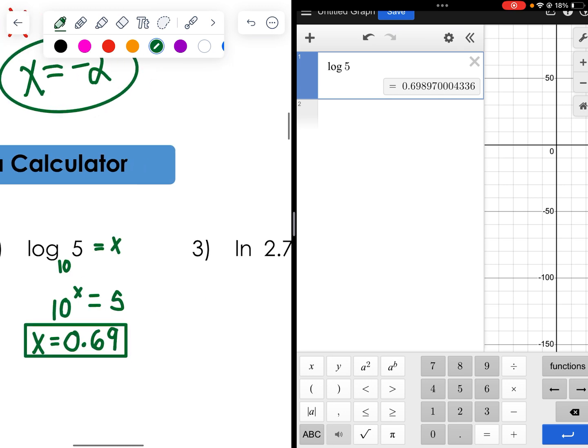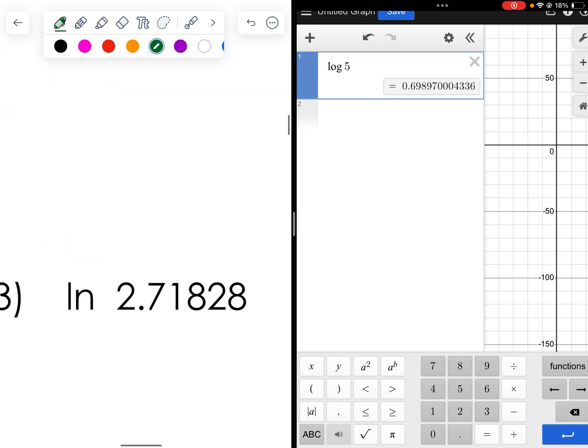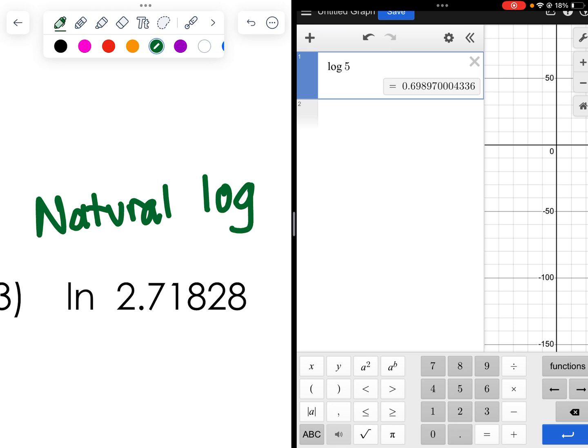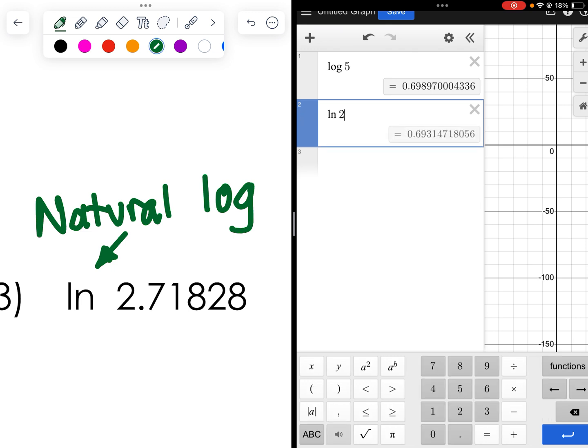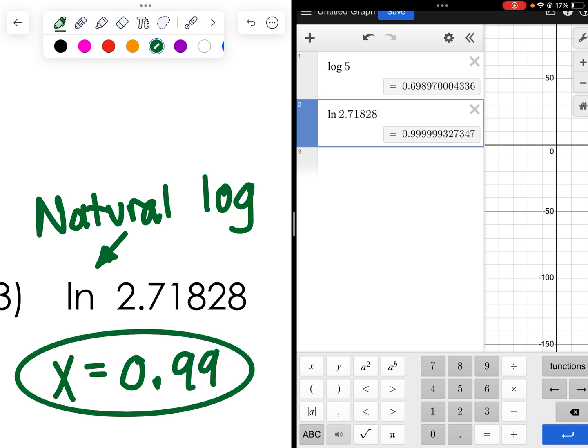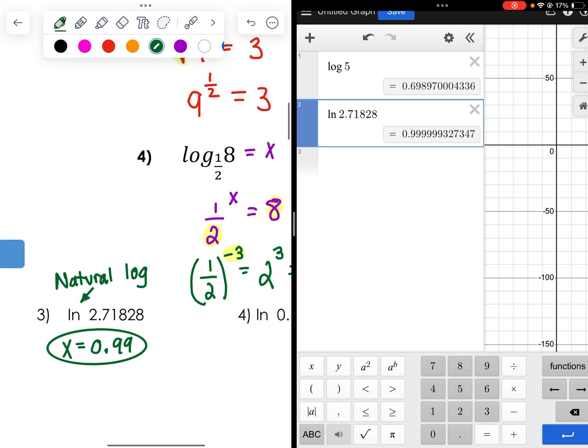Okay. Number 3, this is representing the natural log, which we will talk more about in a future lesson where this comes from. But a natural log is represented with ln. It's so common that it is also on any calculator, and on Desmos you can just type ln, and then you can type 2.71828. So our answer here is going to be 0.999. So it's basically 1, pretty close to 1.